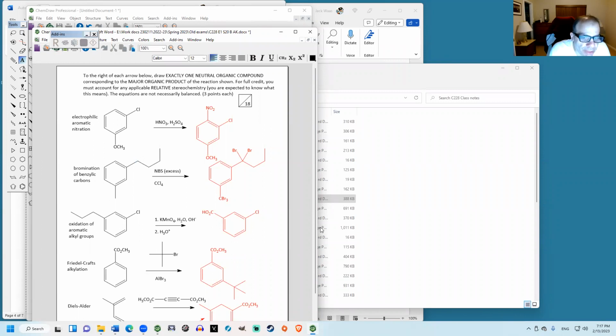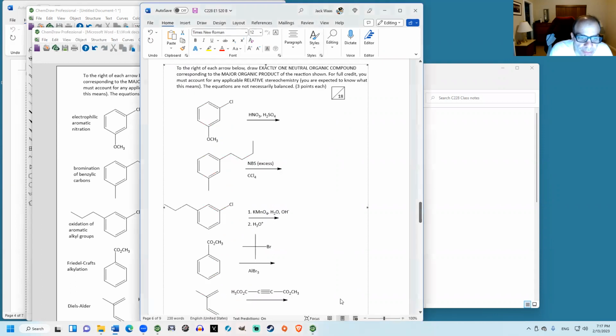And this reaction, basically any alkyl group on a benzene ring, if you treat it with potassium permanganate, it's going to turn the carbon that's attached directly to the benzene ring into a carboxylic acid group. Again, this is C double bond O, OH. It's a carboxylic acid functional group. And any other carbons in the alkyl group get oxidized all the way up to carbon dioxide.